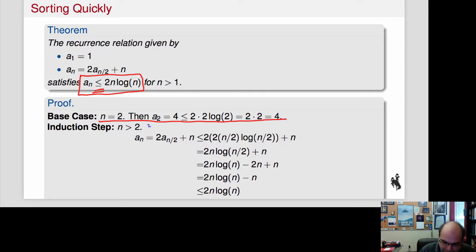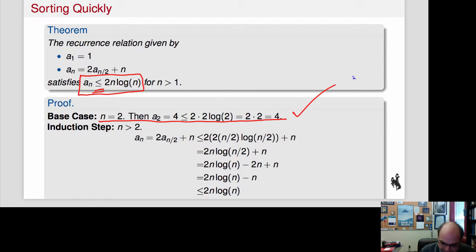Okay, so what's a sub 2? Well, from the definition, that is 4. And that is actually less than or equal to 2 times 2 log 2, right? Because log 2 is just 1, and that's 2 times 2, that's 4. So yeah, I get less than or equal to, okay? So this just comes from right there, right? A sub 2 is 2 times a sub 1 plus 2. So that's 2 times 1 plus 2. So yeah, check mark, right? That works. There's our base case.